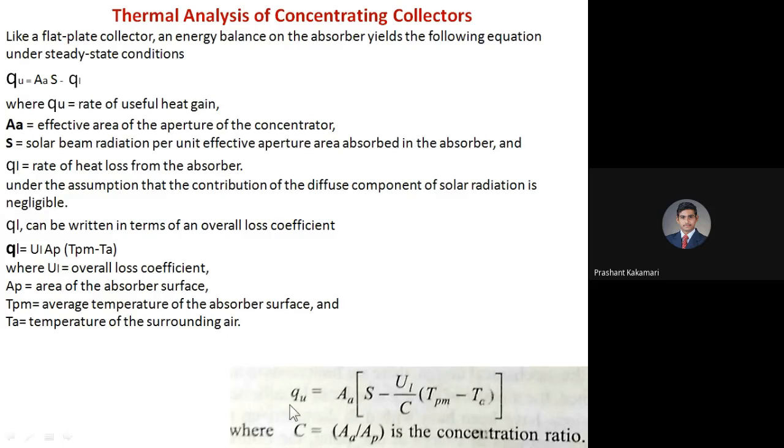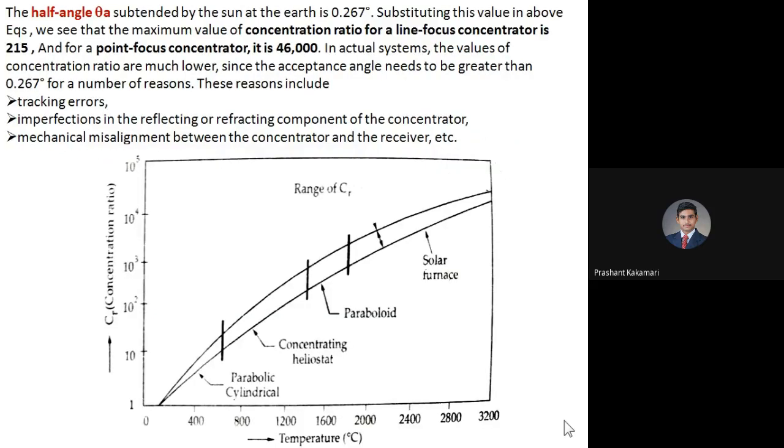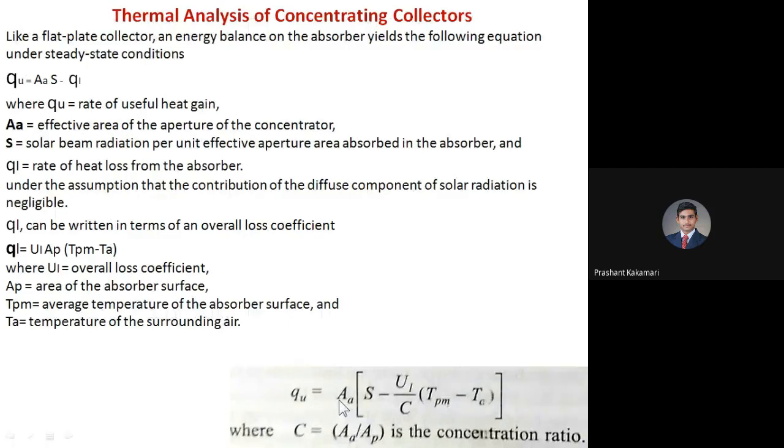So for a given area of the absorber plate, or the aperture plate, sorry, aperture plate, one can write the useful heat gain for the concentrating collector as: area of the aperture is taken common, into bracket, solar radiation or the insolation falling on the collector, minus heat loss coefficient into (TPM minus TA), mean temperature of the plate or the tube minus ambient temperature, divided by C. C is the concentration ratio.